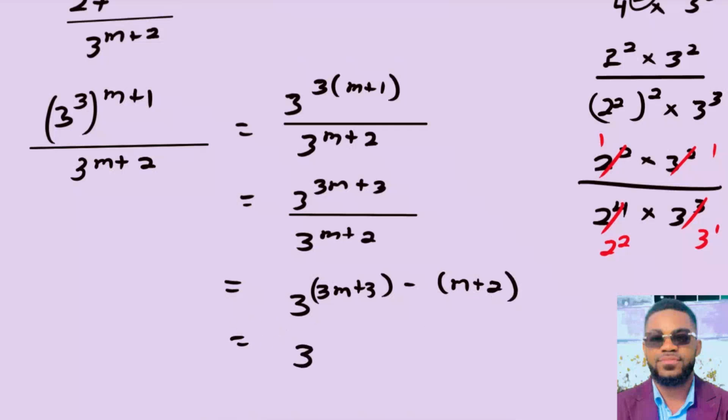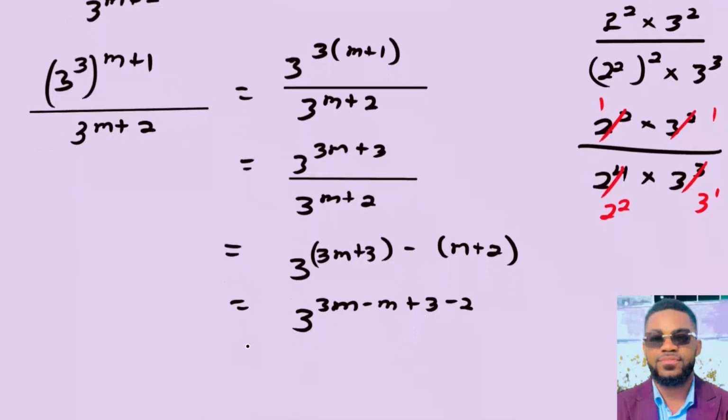So that's going to be 3 exponent 3m minus m plus 3 minus 2. I hope you're not confused. You see, this minus is affecting the m and the 2. So finally, our answer is going to be 3 exponent 2m, that is 3m minus m plus 1. That's an interesting question. So that is how we can simplify this stuff.